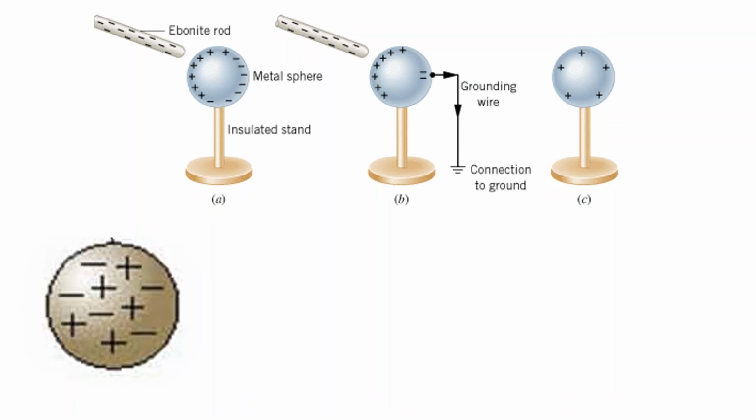The word grounding means removing excess charge from something towards the ground, or something that has a large surface area. In this case, the ground has a large surface area to distribute the charge. And what happens when you remove that excess negative charge? Well, now the sphere becomes positively charged in C.